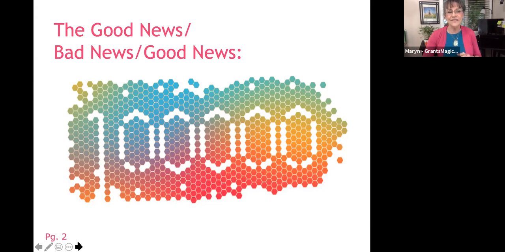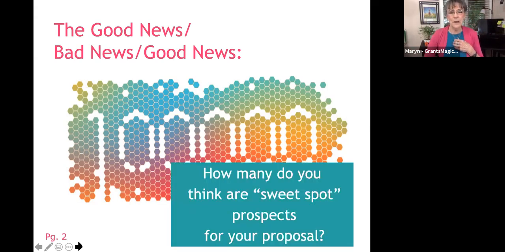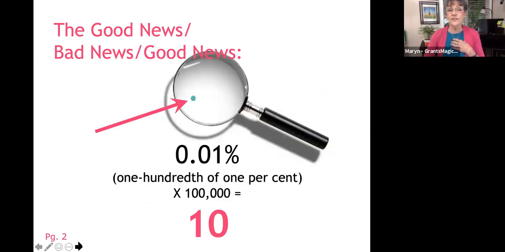But out of those, let's just say 100,000, how many do you think are going to be your sweet spot funders? How many do you think for your project and your organization are going to be funders who are excited to see your project because it's a great fit for the change they want to be creating in the world? How many do you think are sweet spot prospects for you? I'm afraid it looks like this one tiny little dot. That's 1/100th of 1%. And if you multiply that out, I think I got the decimals correct there. That would mean that out of that 100,000 total, 10 are likely to be your sweet spot funders.